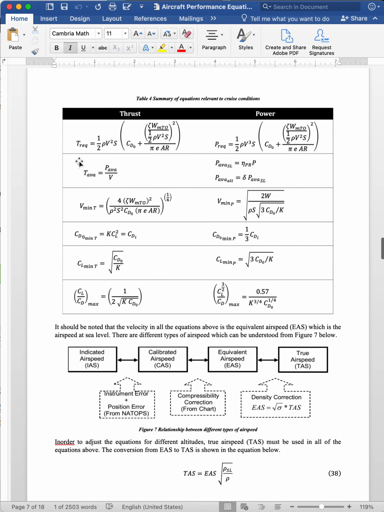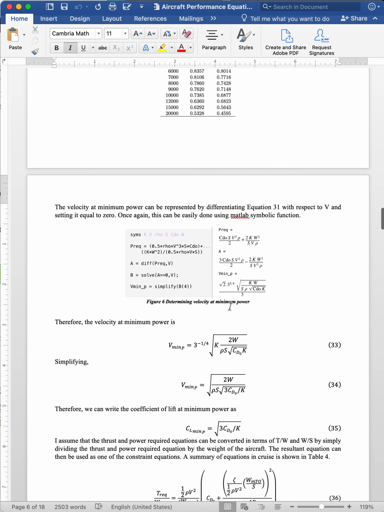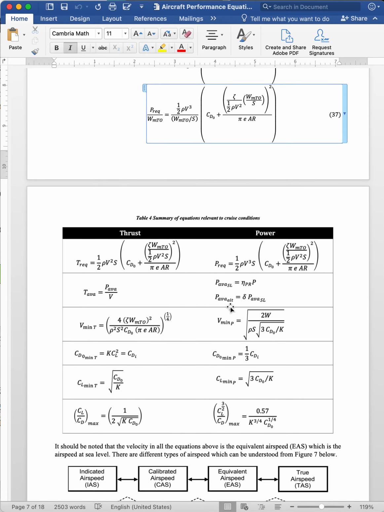Okay. So here's kind of the summary of equations relevant to cruise conditions. But again, guys, don't just go with this table. I would urge you to go through this derivation process and see if you can truly understand what's going on.